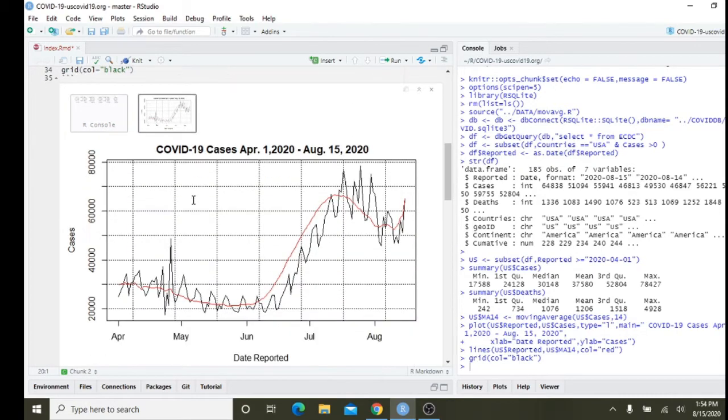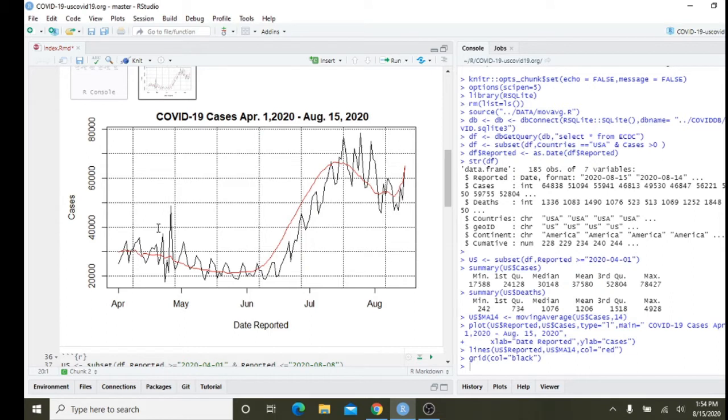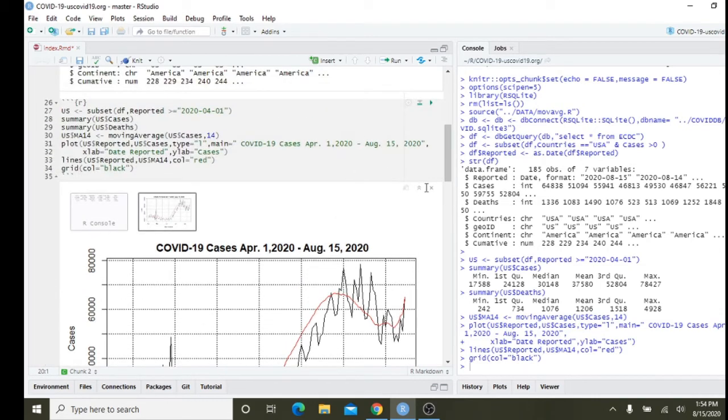Let me take a look at the plot for the cases by day. The red line is a 14-day moving average. We had a spike in April, followed by some decline. Then in June, it began to decline. It began to climb again. We had a downtrend, but now it appears to be trending back up, which isn't necessarily a good thing.